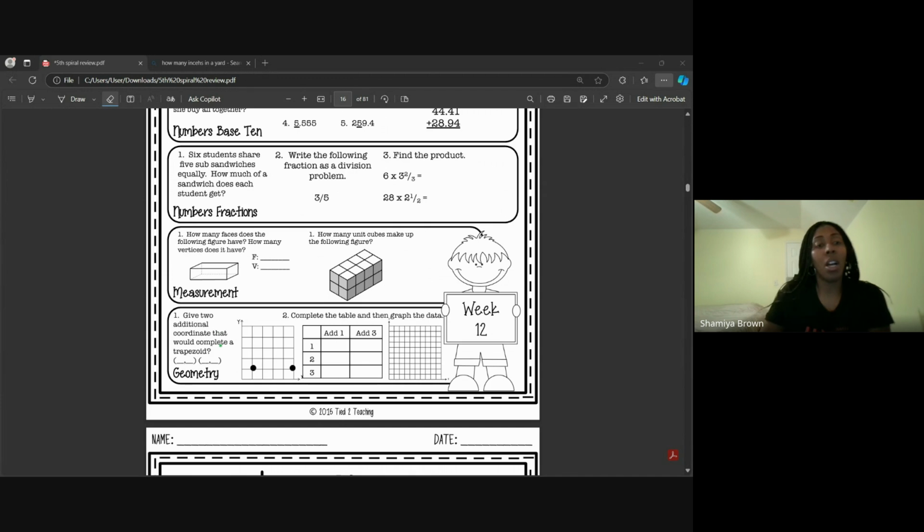Okay. So it says, number 1 says, how many faces does the following figure have? How many vertices does it have? So I have a face here. I also have one on the other side. So that makes 2. I have one over this side and this side. So that makes 4. And I have one on the top and on the bottom. That makes 6.